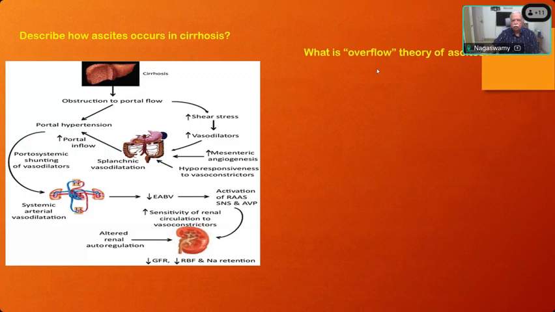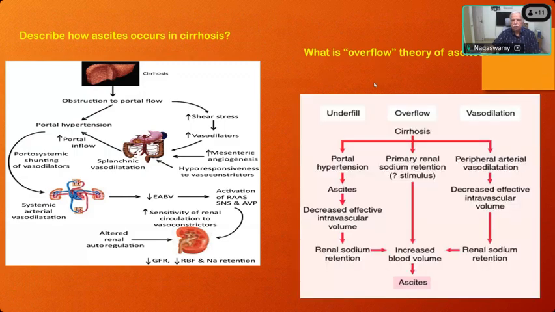And there is what is called the overflow theory of ascites. The theories are underfill, overflow, and vasodilatation. These are the three things. So in cirrhosis, there is a primary renal sodium retention and also portal hypertension and peripheral arterial vasodilatation. All these things lead to portal hypertension causing ascites because of the constriction, decreased effective intravascular volume, renal sodium retention, and increased blood volume.